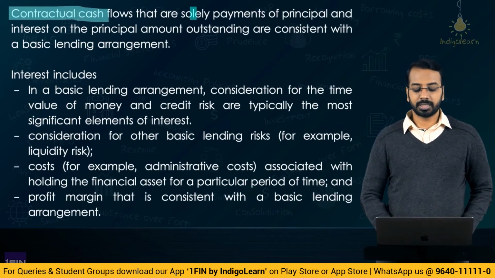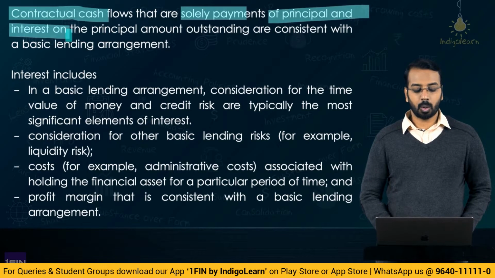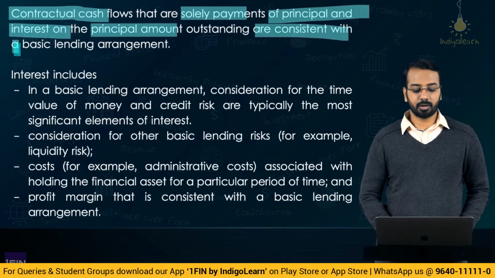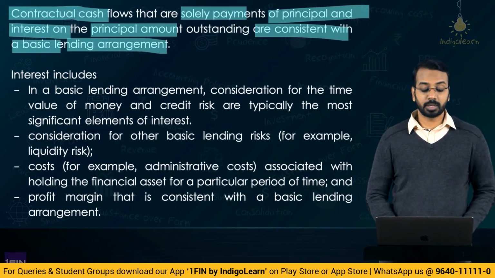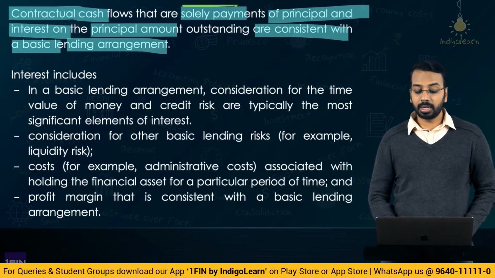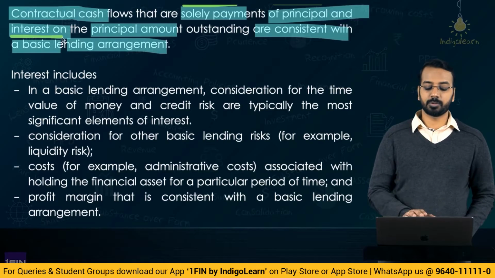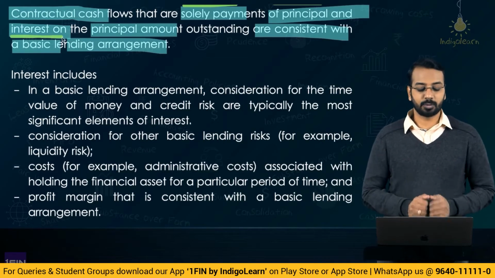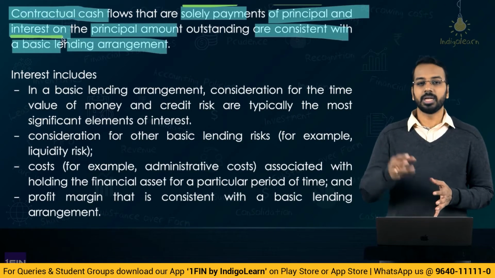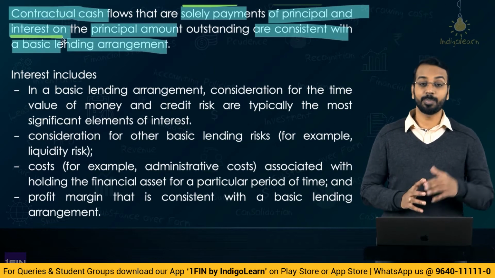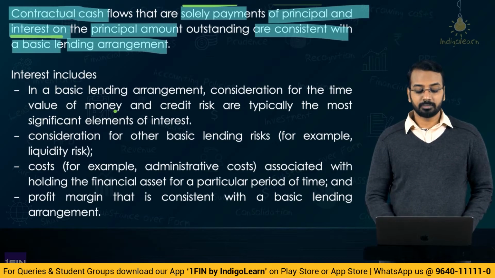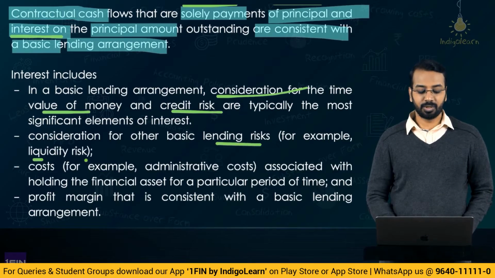Before we take up examples on the contractual cash flow characteristic test, let us just summarize whatever we have understood so far. First is contractual cash flows that are solely payments of principal and interest on the principal amount outstanding are consistent with a basic lending arrangement. So, if you are saying that there are contractual cash flows which are solely the payments of principal and interest on the principal, they should be consistent with what? They should be consistent with a basic lending arrangement. Principal, as we have understood, is the fair value of the financial asset at initial recognition, and interest will include what all? Interest will include, in a basic lending arrangement, consideration for the time value of money, credit risk, also other basic lending risk like liquidity risk.